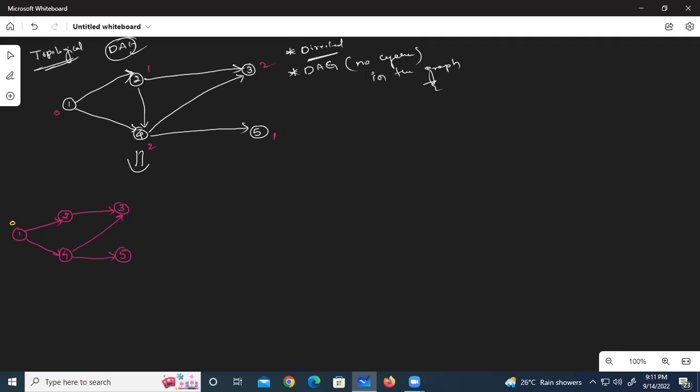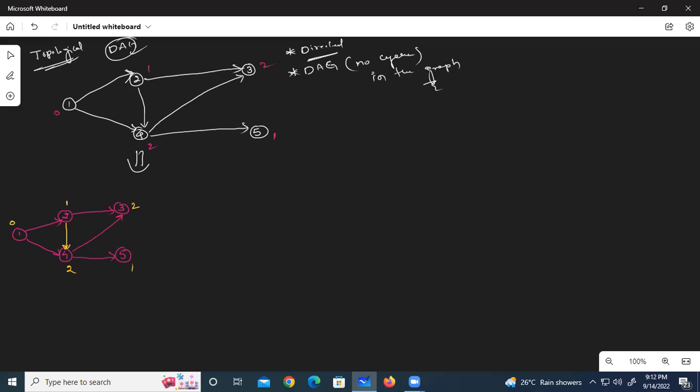So what is the in degree of 1? That is 0. What is the in degree of 2? That is 1. This one is missing here. Okay. What is the in degree of 3? That is 2. What is the in degree of 5? That is 1. What is the in degree of 4? That is 2. So everything is done now.